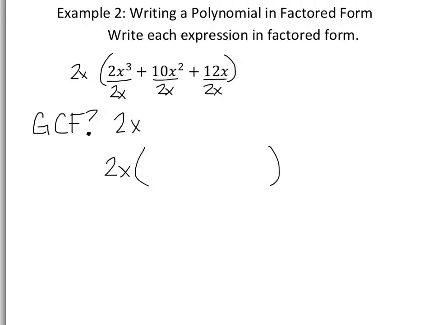Okay, so let's just reduce inside. Let's see, the 2's cancel out. What's x cubed divided by x? You basically just take 1 away from the top, so it's just x squared. Okay, 10 divided by 2 is 5. What's x squared divided by x? Just 1 x is left, so plus 5x. Let's see, 12 divided by 2 is 6, and x cancel, so it's plus 6.